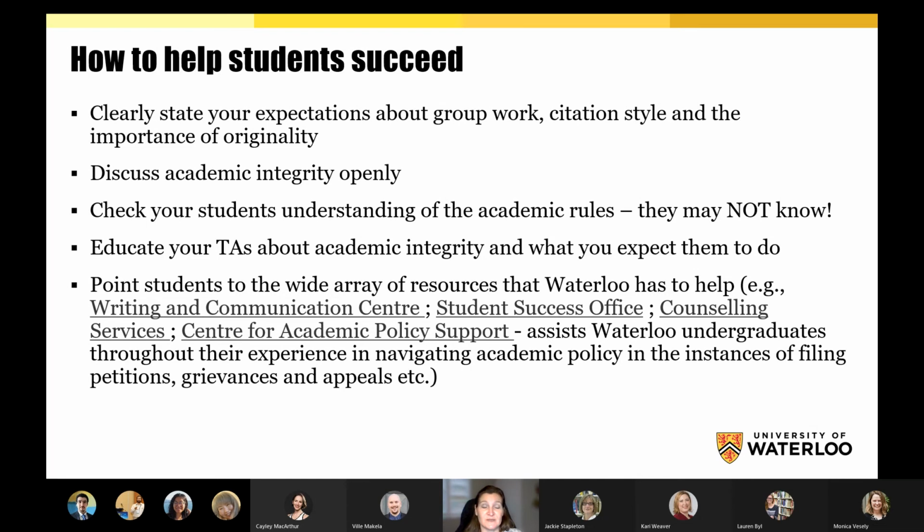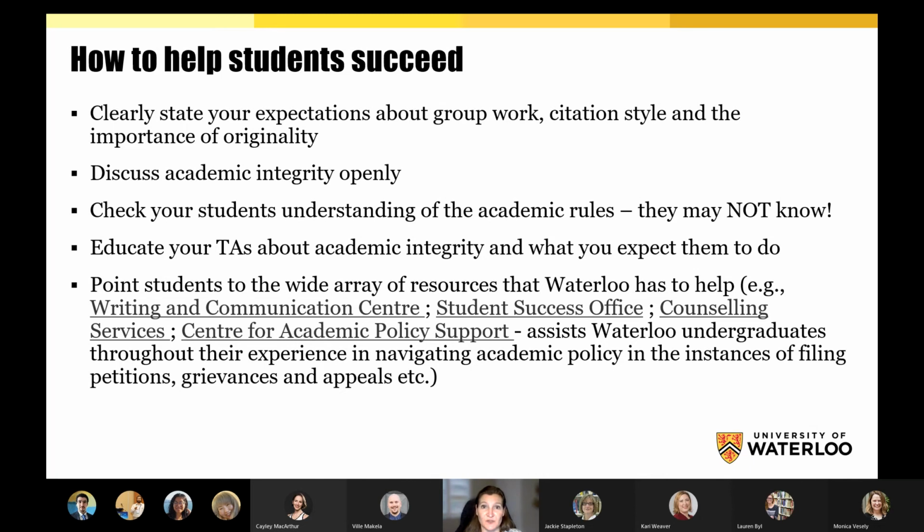So this is part of helping them succeed by letting them know what your expectations are at the beginning of the term. It doesn't hurt to remind them on an assignment or a test basis in case your expectations change. For example, you might allow group work in an assignment, but for completing a test, you might not allow group work, which commonly you would not. So it's always good to reinforce your expectations with students and make it very clear what they are allowed and not allowed to do. And again, just checking their understanding about the academic rules.